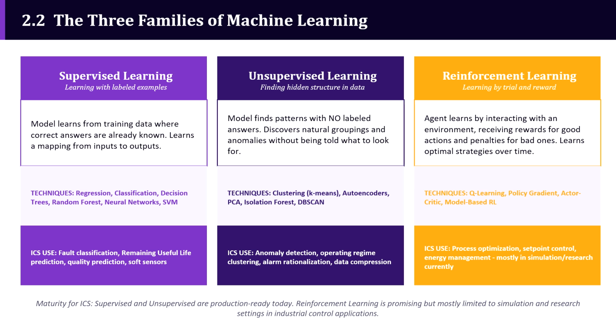It is supervised because a human expert has to label the training data, telling the system this period was normal, this period was a developing fault, this period was a failure. Unsupervised learning is particularly valuable in industrial control systems because it doesn't require labeled data, which is often scarce in industrial settings. Instead, it finds patterns on its own.